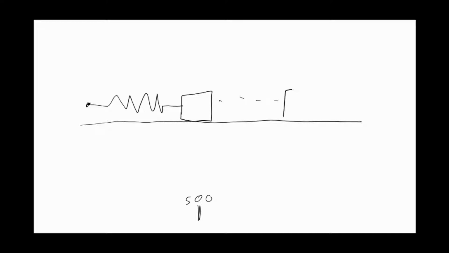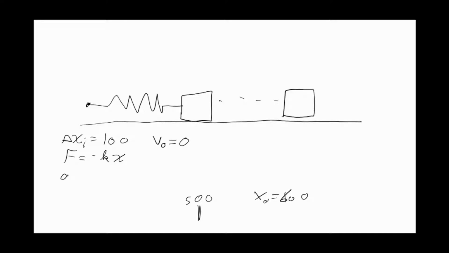And we're going to give it a displacement of 100 pixels, but really this is at the 600 position. So x naught is equal to 600. And so we know that delta x initial is equal to 100. And we also know that F is equal to negative kx. We are letting it go from rest, so initial velocity will be 0.